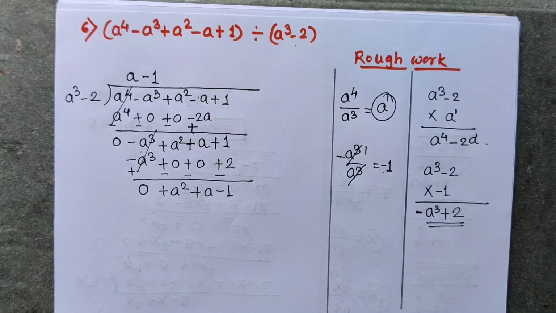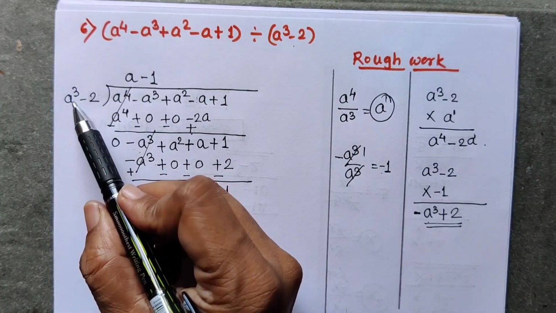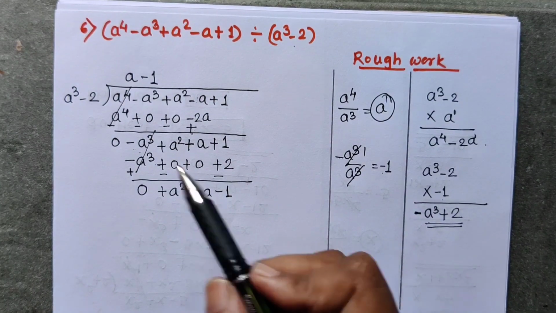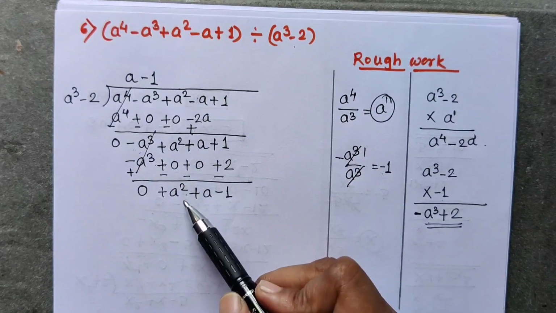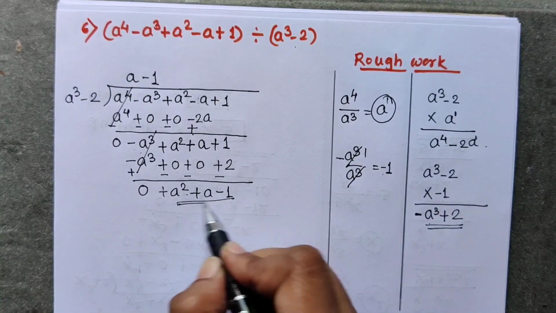Okay. Now let's check the index. Here the index is 2. Here the index is 3. The divisor's index is greater than the dividend index. When the divisor's index is greater than the dividend index, we cannot divide. We have to stop there. So here it is our remainder.